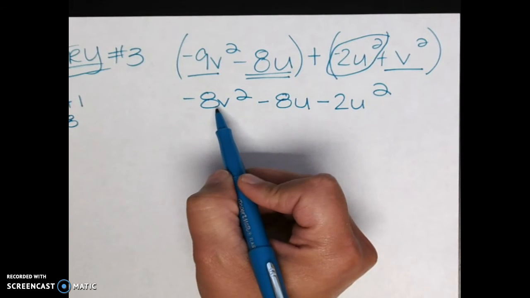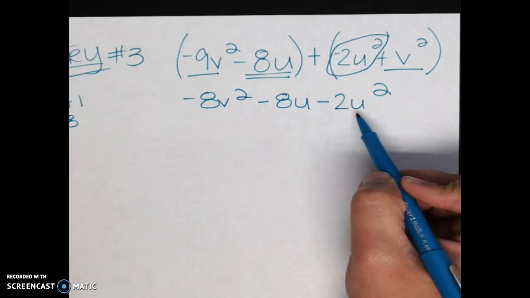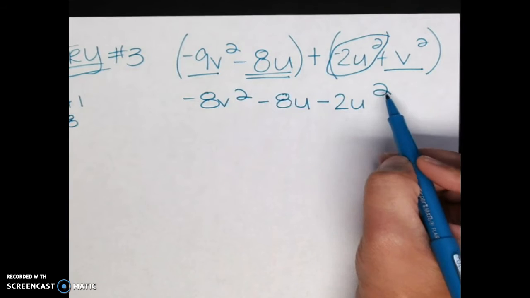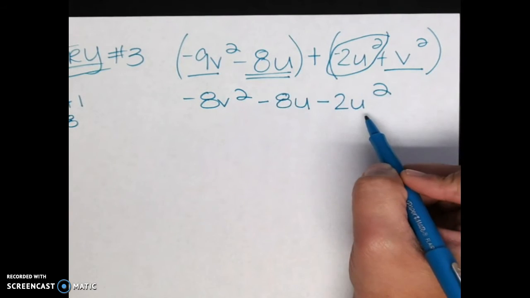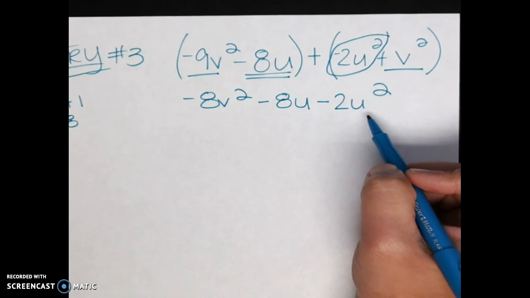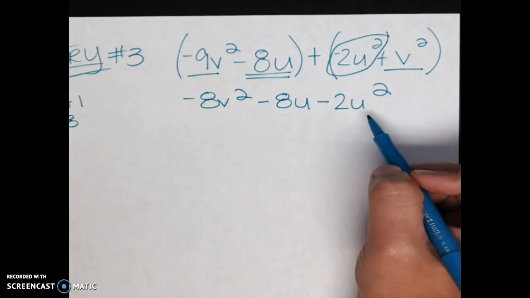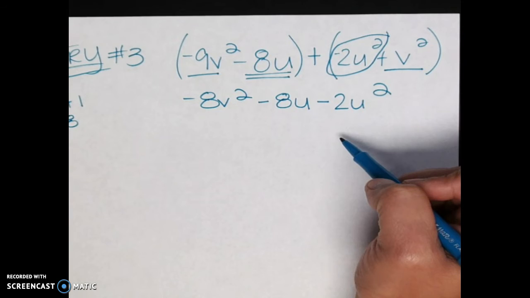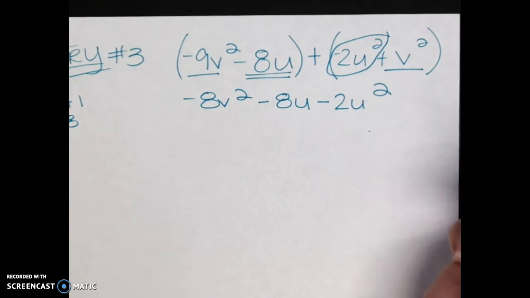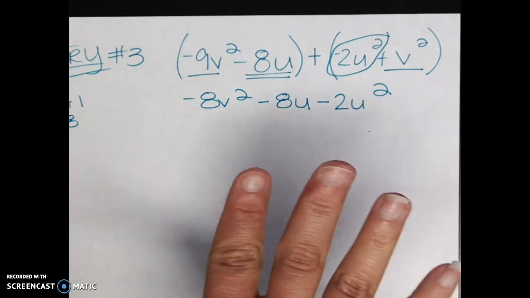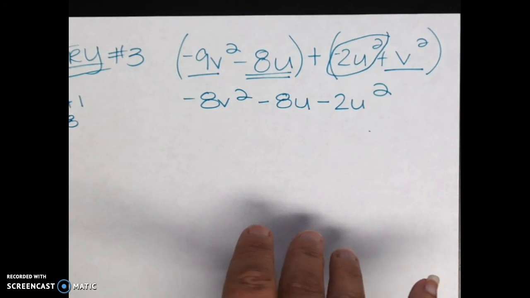The negative 8v squared and the negative 2u squared, even though they have the same exponent, take a look at the variable. One's a v and one is a u, which means that they are not like terms. So just be careful that you don't get tricked by it. I have two different variables with exponents. I could rearrange this in descending order according to my u's. I could leave it the way it is. I'm going to leave it the way it is, and hopefully you were able to identify that in your multiple choice answers.